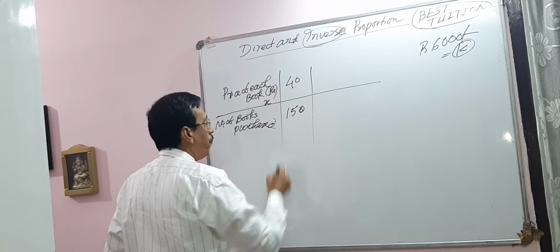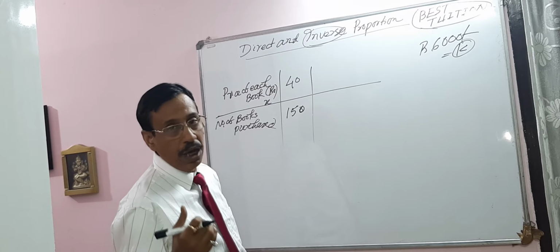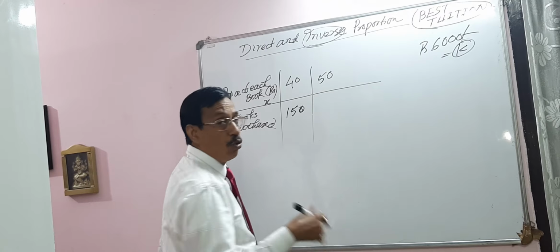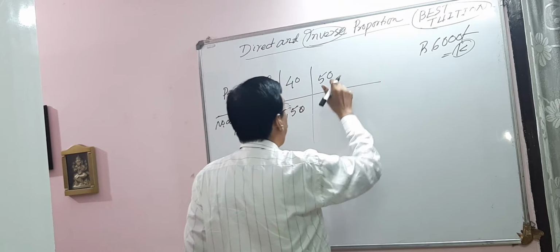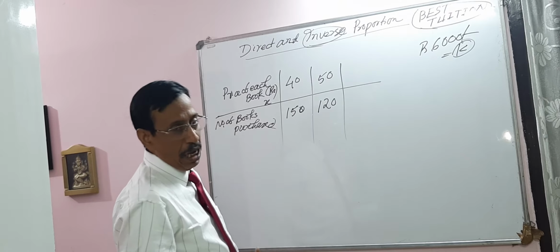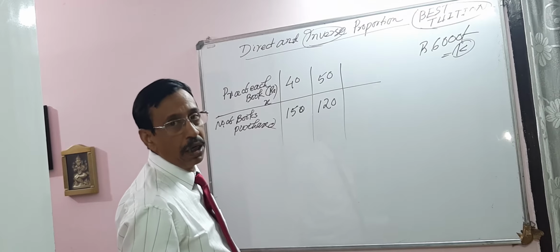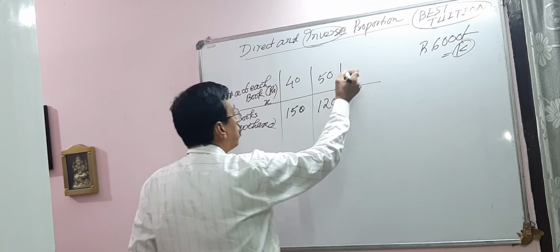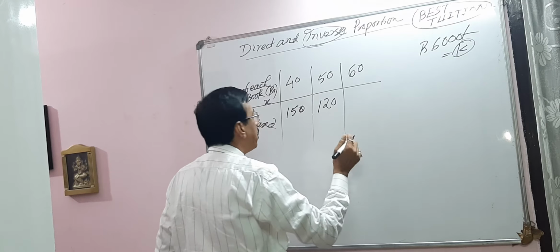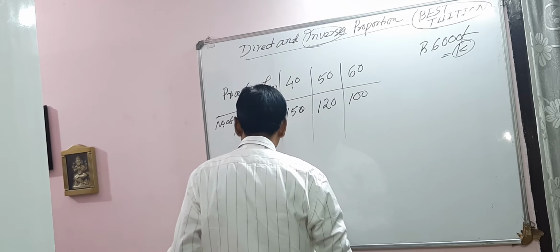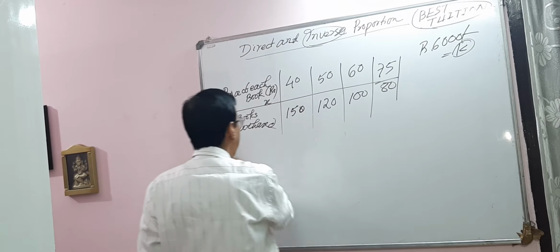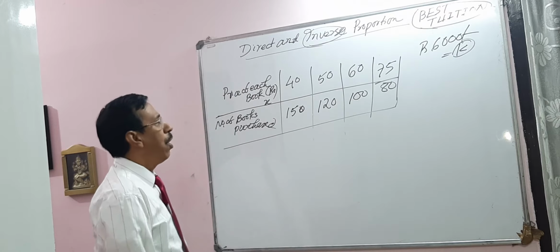Clear? Now you have asked for Amar Chitra Katha. If the cost is 50 rupees, then how many books will you purchase? 6,000 divided by 50 means 120. Clear? If you did not like this one and ask for some other book, suppose its cost per book is 60, then what is the number you can purchase? It is 100. Like this way, if it is 75, then it will be 80. Clear up to this?